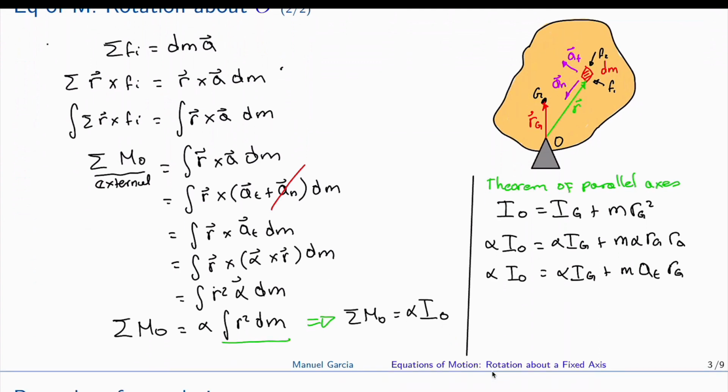So in conclusion, if we replace this value over here, we have that the sum of the moments with respect to O is equal to alpha multiplied by the moment of inertia with respect to g plus the mass multiplied by the acceleration of the center of mass in the tangential direction and multiplied by rg, which is the distance from the point of rotation to the center of mass.